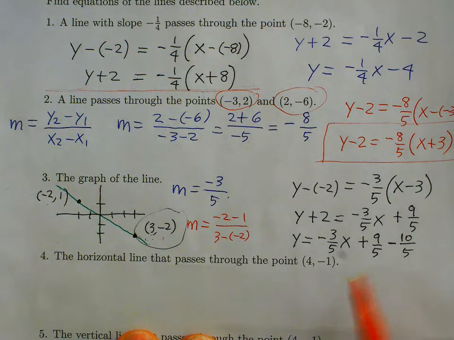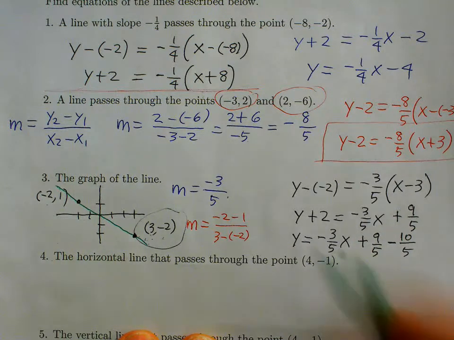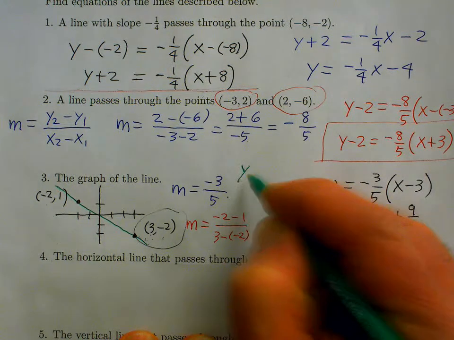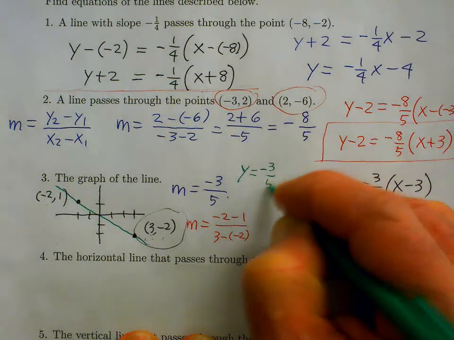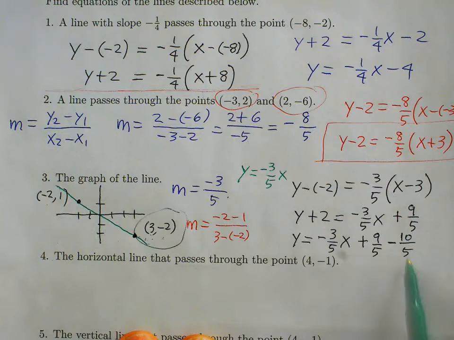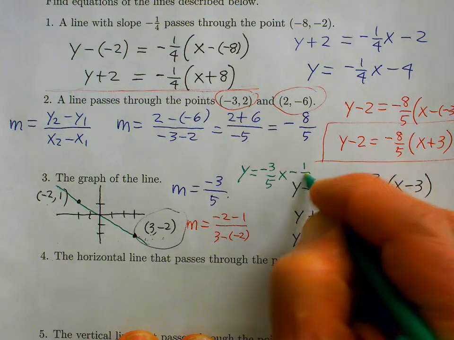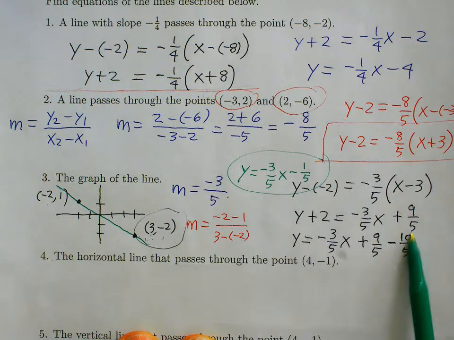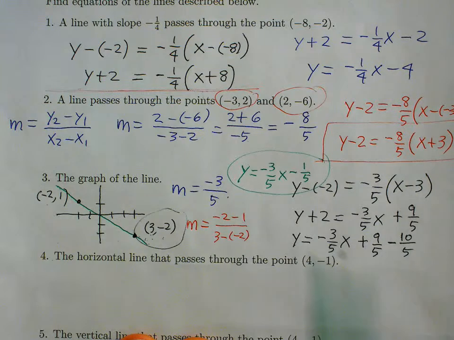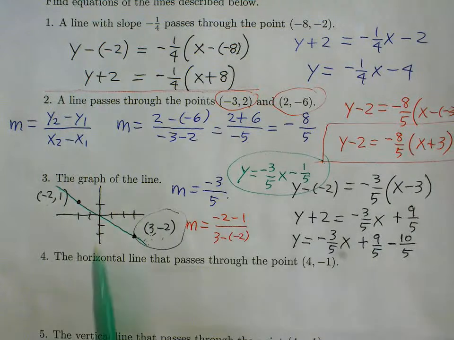Okay, so our final step, I'll write it up here in green. The slope-intercept form is y equals negative 3/5 x minus 1/5. 9/5 minus 10/5 is negative 1/5. Negative 1/5 is pretty close to 0, but it's not 0. So it's a good thing we didn't trust my graph.